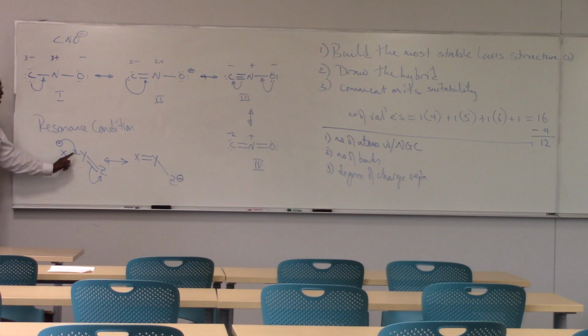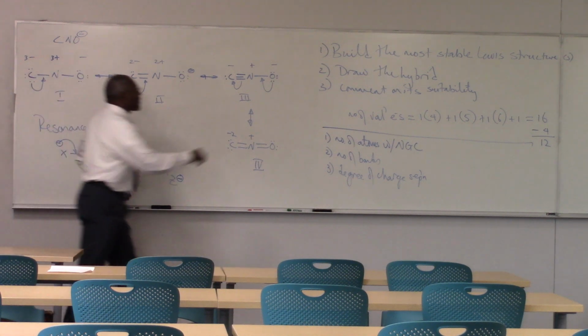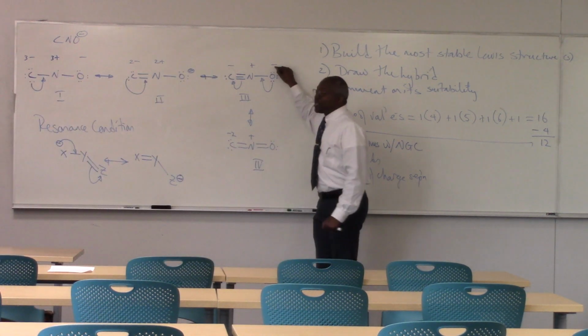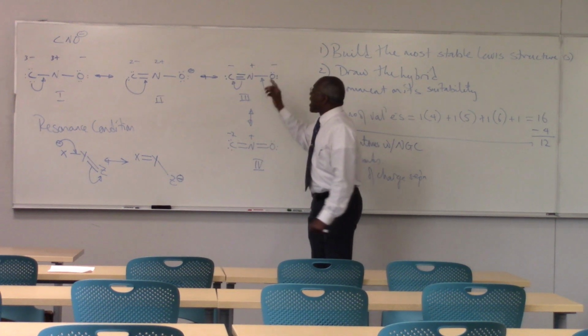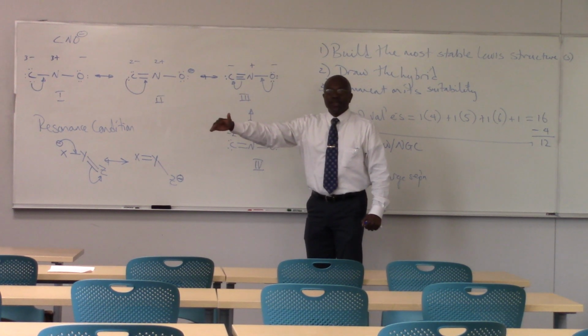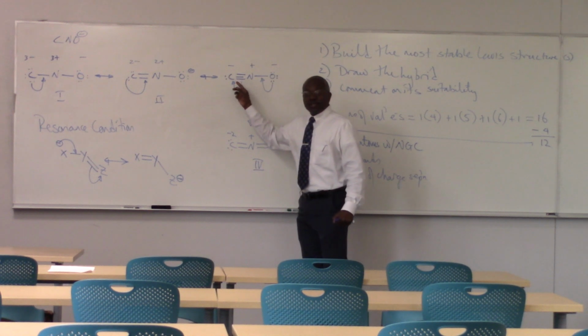So whenever I have a negative charge a single bond away from a multiple bond, double or triple, I am at the resonance condition. So I am compelled to do another resonance form.